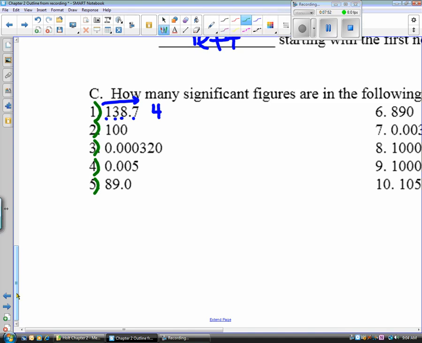So this next one, no decimal point, so I'm going to go from right to left. I'm going to start on the right. I'm going to start with the first non-zero number. Well, that's a 0, so that's not going to help us. This one will work, though. So I have 1 significant figure in that.